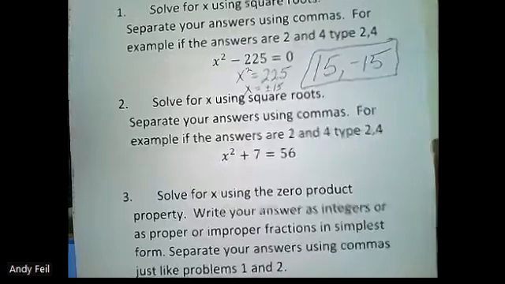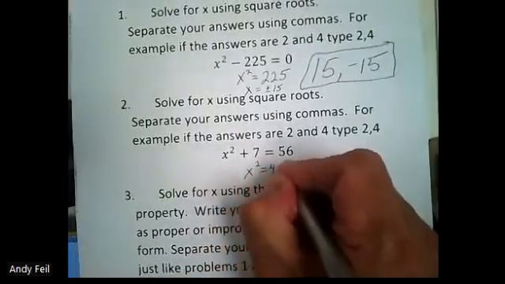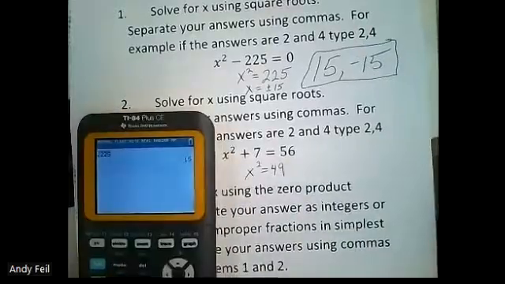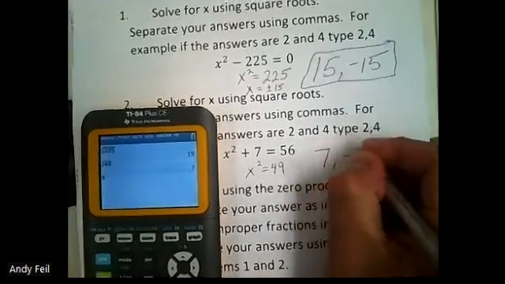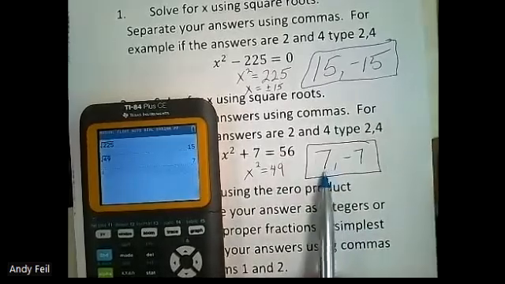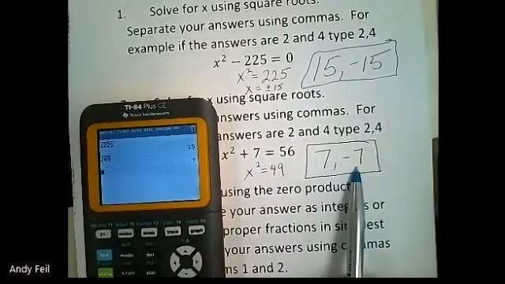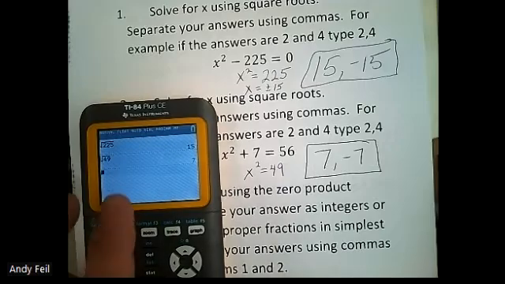So number 2, same directions. What do I got to do? Subtract 7. Good. That gives you x squared equals 49. When I take the square root of 49 on my calculator, it's only going to give me one of the answers. So it's 7 or, and again, when you write it into the computer, you're going to put 7, negative 7. That's all you got to do. You don't want to put x equals 7. You don't type in, I think the answer is 7. Just put 7, negative 7.